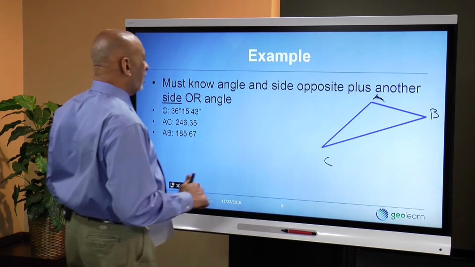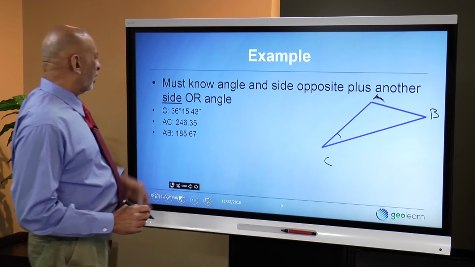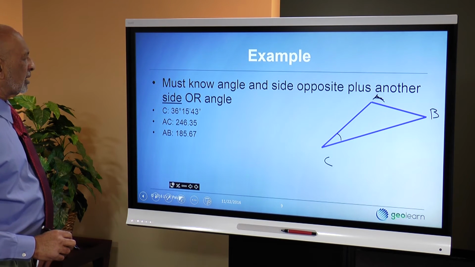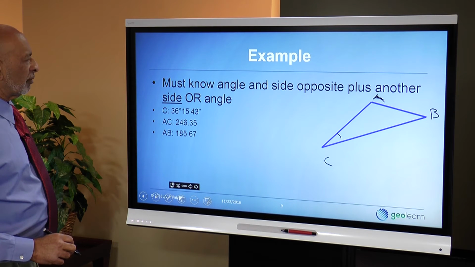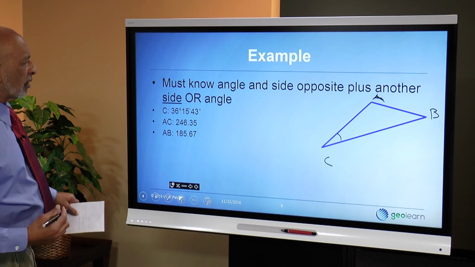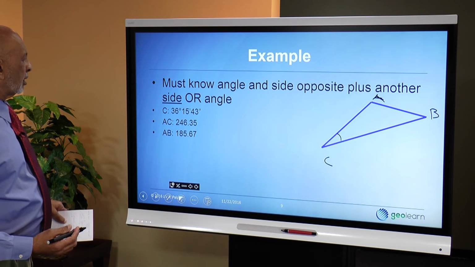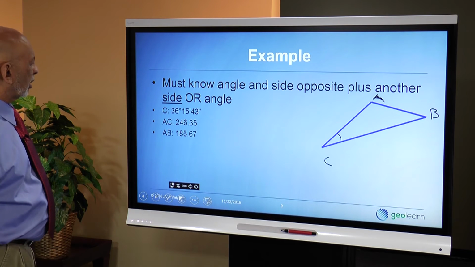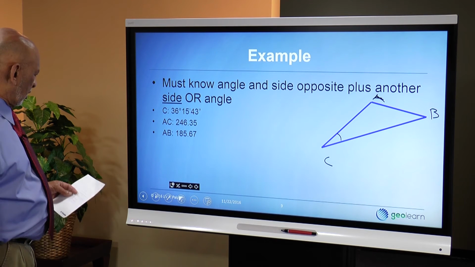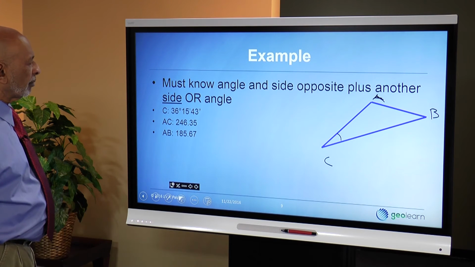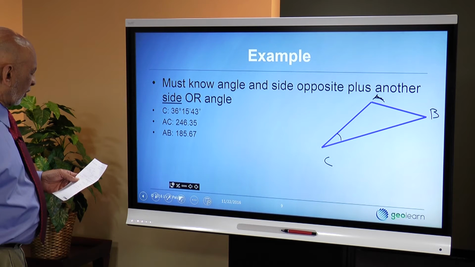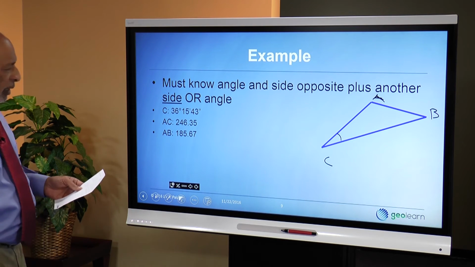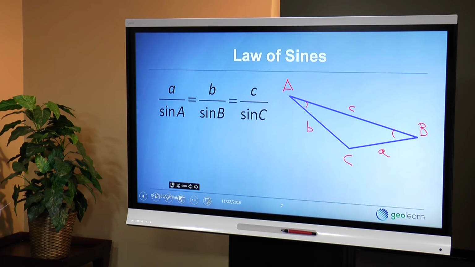So angle C over here is 36 degrees, 15 minutes, 43 seconds. AC is 246.35 and AB is 185.67. We can already see that my triangle is not quite right because, no, actually that could be okay. It looks roughly like that shape. Since I haven't drawn anything to scale, we don't know. So what we can do then is set up our equation. Let me go back and just show you that again.